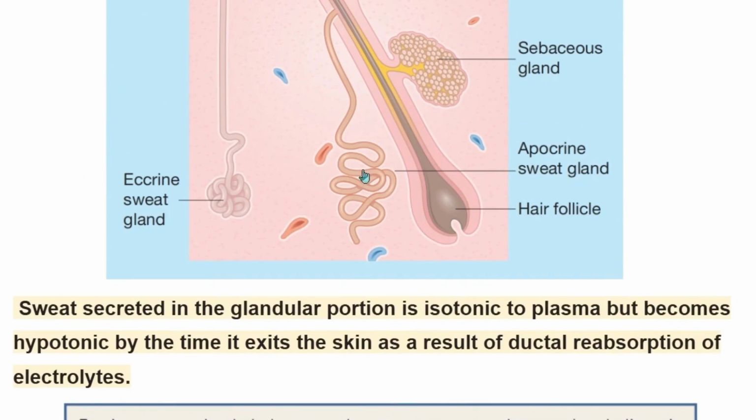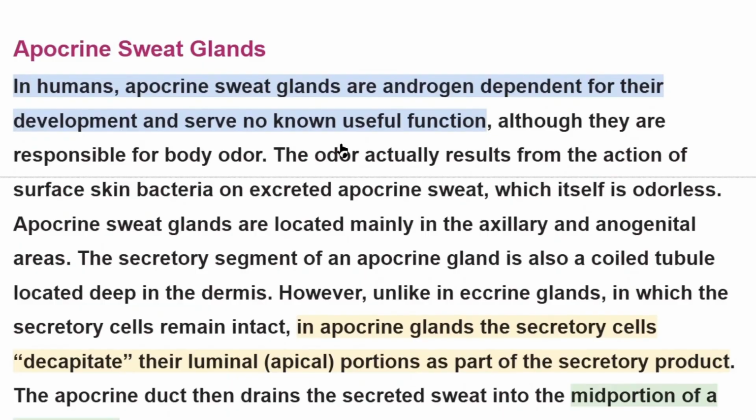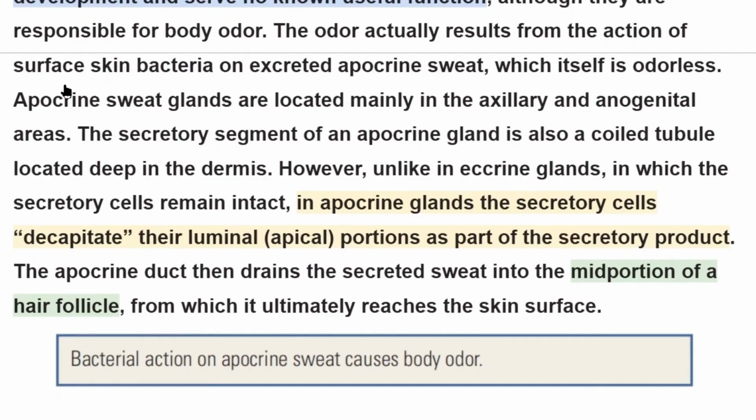Apocrine sweat glands. We are going to talk about apocrine sweat glands. In humans, apocrine sweat glands are androgen dependent for their development and serve no known useful function. Although they are responsible for body odor, the odor actually results from the action of surface skin bacteria on excreted apocrine sweat, which itself is odorless.